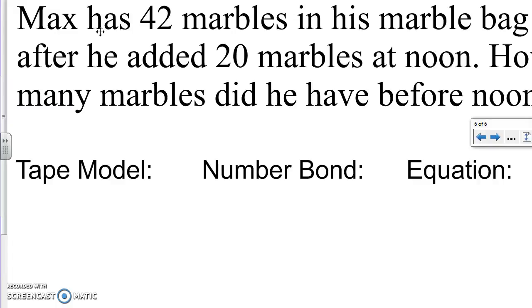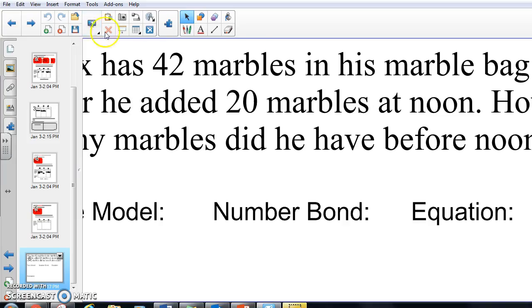So again, you need to kind of close your eyes and visualize what the story is telling you. So I'm going to read it again, and I want you to really think about it. Max has 42 marbles in his marble bag after he added 20 marbles at noon. How many marbles did he have before noon?